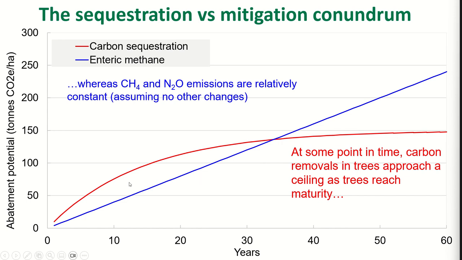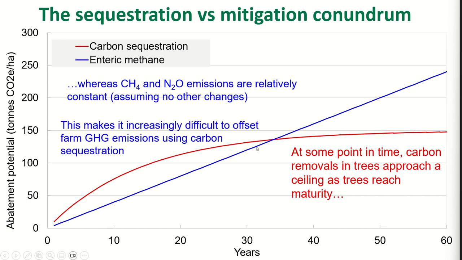So if you're relying on this red line, like planting trees or soil carbon, to offset your other farm's emissions, which is this blue line, which a lot of people do, you can see that it's going to become increasingly difficult over time because the trees will approach maturity. The rate of carbon sequestration diminishes over time. So that makes it increasingly difficult to use carbon sequestered in trees to market a low emissions or a carbon neutral product. So how to get around that?